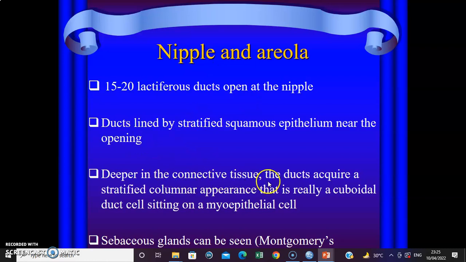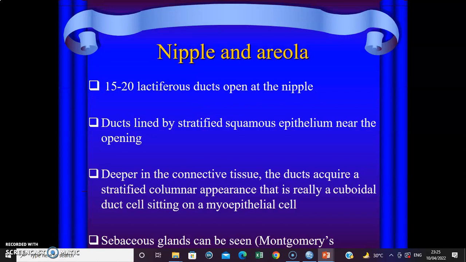And deeper in the connective tissue, the ducts usually have a stratified columnar appearance, but this is really a cuboidal duct cell that sits on a myoepithelial cell. That is why it looks stratified. Remember, we said stratified means more than one layer. So when you find the ducts are lined by cuboidal epithelium, but myoepithelial cells are lying on top, it sort of looks stratified columnar.